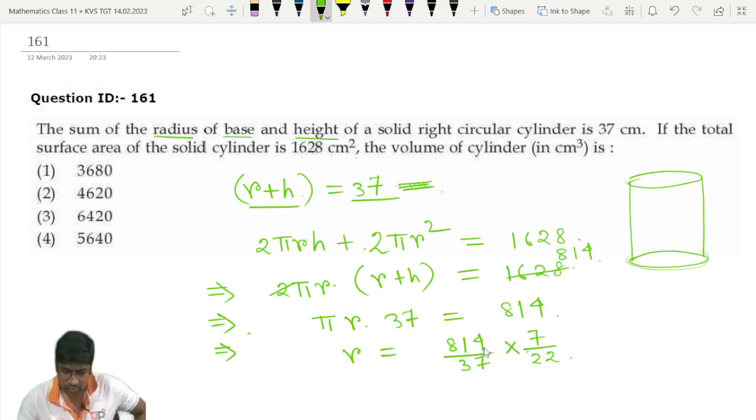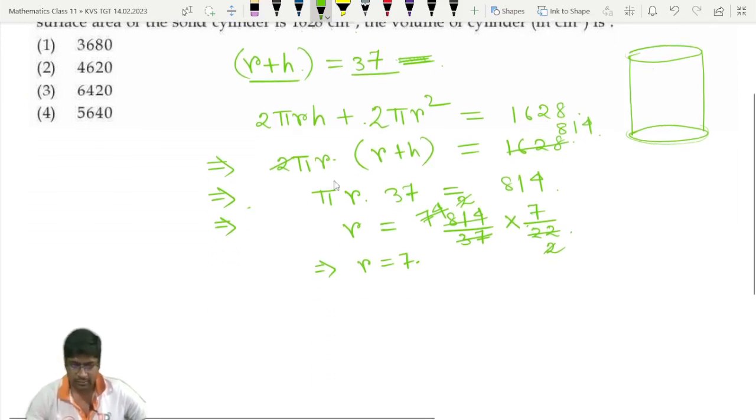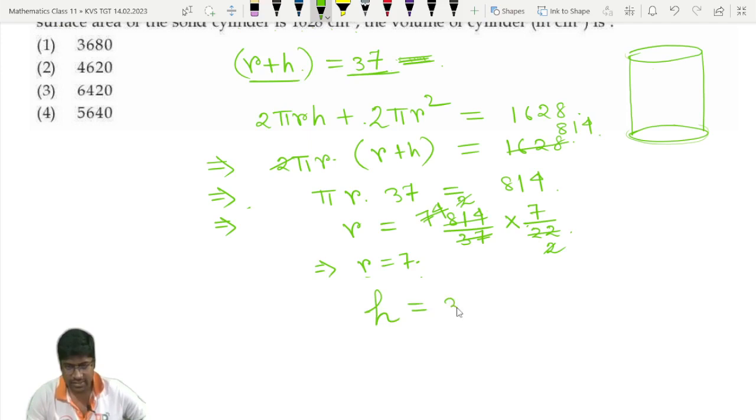So now can we cancel anything? 11 2 22, 11 7 77 and 4 74. Okay, 37 2 74 and 2 2 again it will be cancelled. So r is equal to 7. So if r is equal to 7, then h will be equal to what? Because r plus h is equal to 37, it is given, and we have got r is equal to 7. So h is equal to 37 minus 7, that is equal to 30 centimeter.